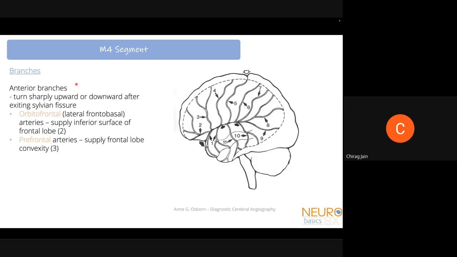So what are the branches which arise from the distal ACA? There are multiple branches which arise from the distal ACA, and these are all named, and it is actually really important to know what these branches are. They all supply different structures, and they're quite easy to remember, just the different lobes and what are the different areas that they're supplying.